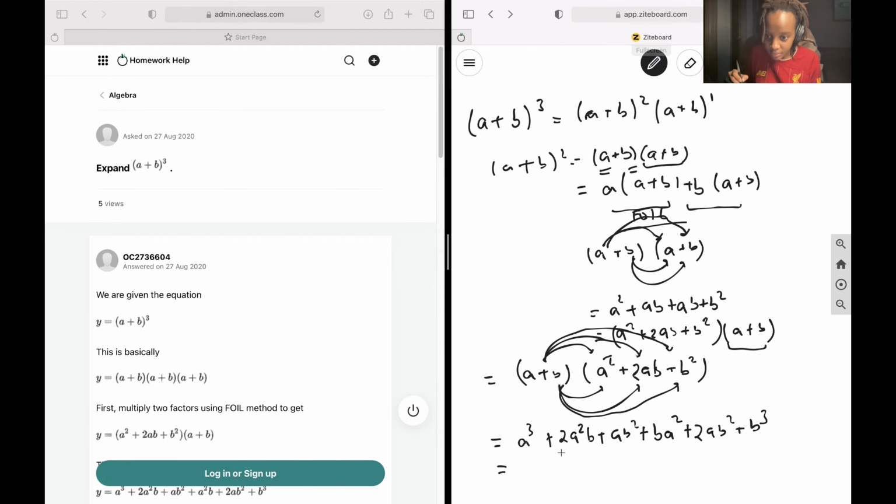And when we simplify this, we see this term can be added to a squared b, this one, and ab squared can be added to this one. So we're going to get a to the power of 3 plus 3a squared b plus 3ab squared plus b raised to the power of 3. And this should be our final answer. And it matches the solution here.